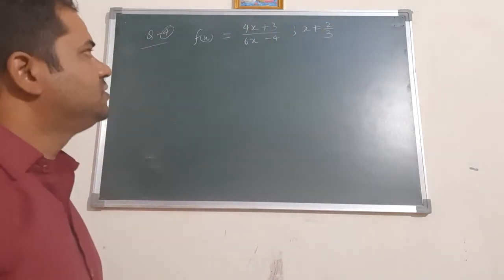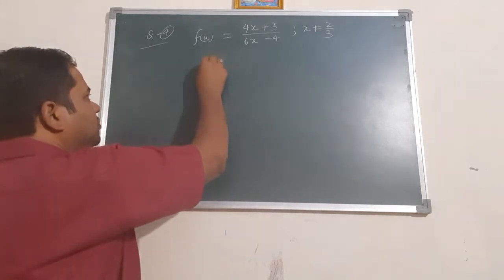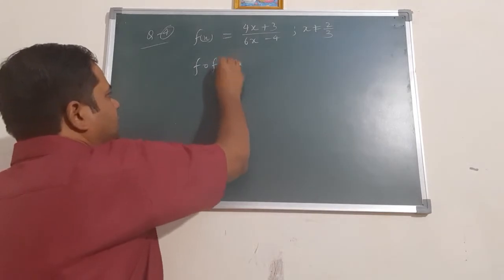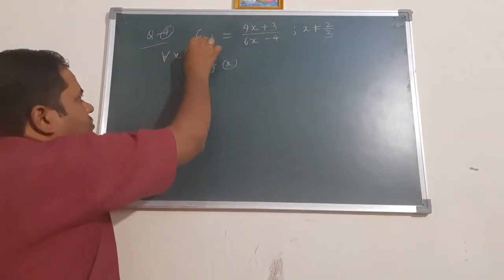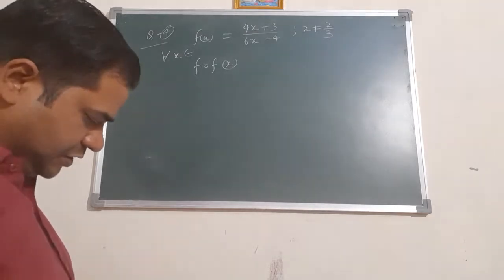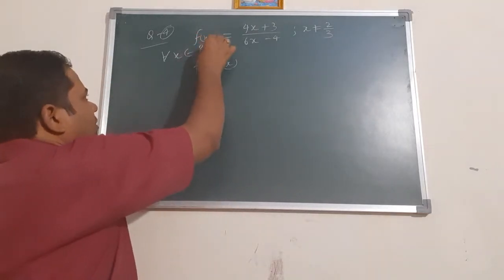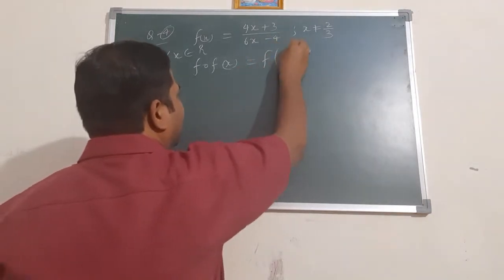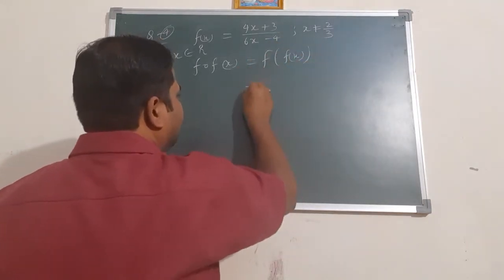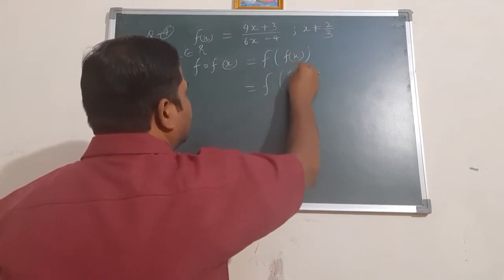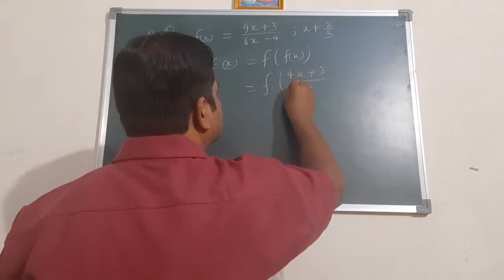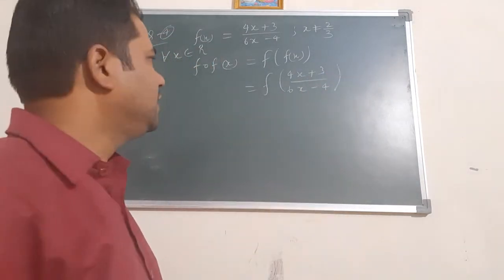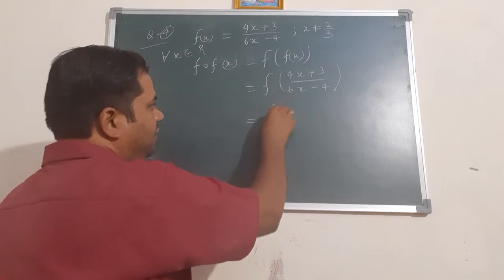Okay. So what we need to find? f composition f of x, for each x belonging to, yes, the set is not given, supposed to be real numbers. f composition f of x is nothing but f of f(x). And f(x) is what? (4x + 3) upon (6x - 4). Maybe it is clear, only the value of the function. And this is nothing but f of x.